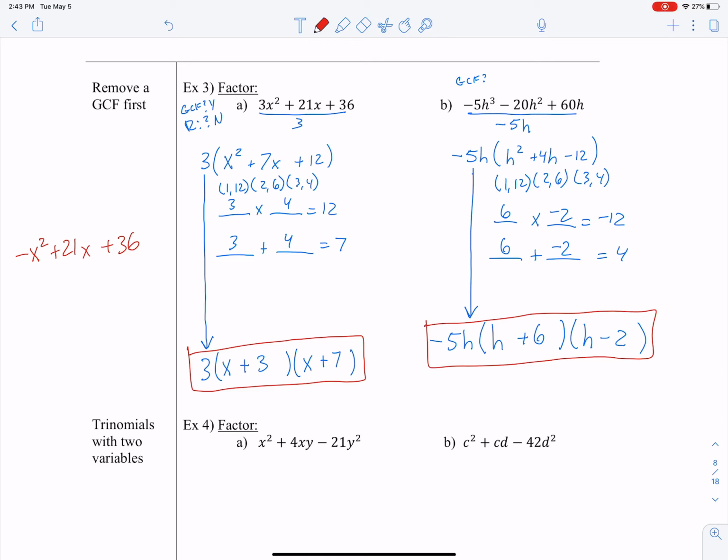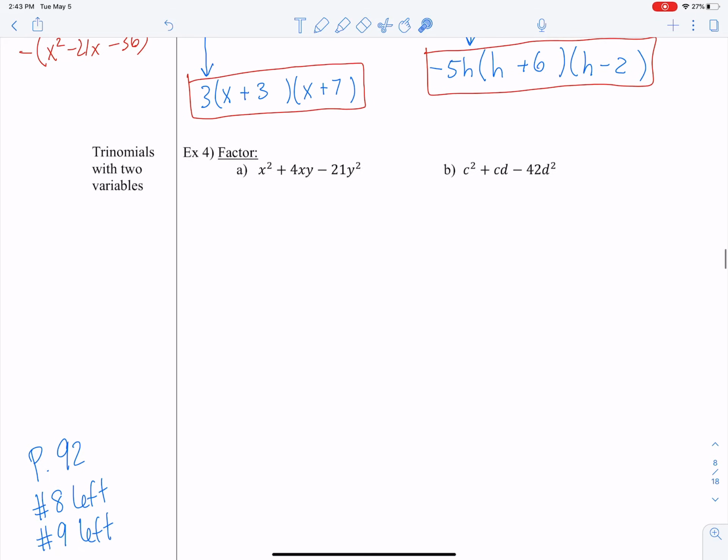So this would mean you would divide everything by minus 1, and you would have the negative out in front. You would have x squared minus 21x minus 36. I think there's a homework question like this, so I just want to make sure you're aware of that. Even if it's just a negative, that needs to come out as a greatest common factor.